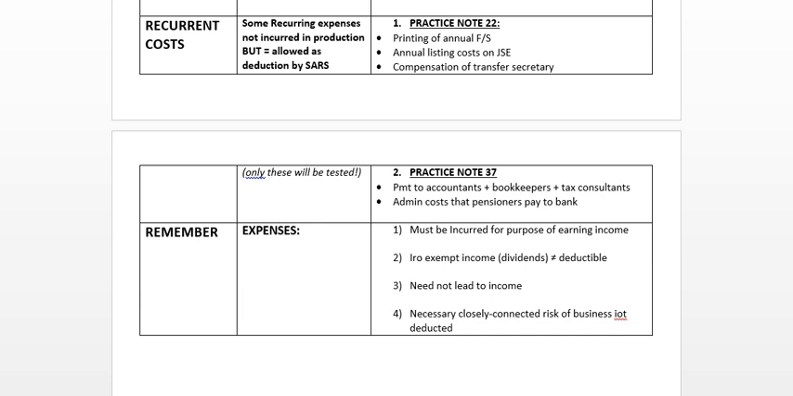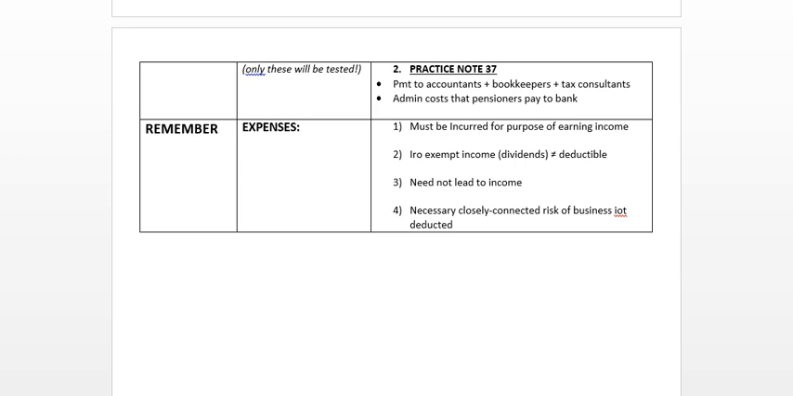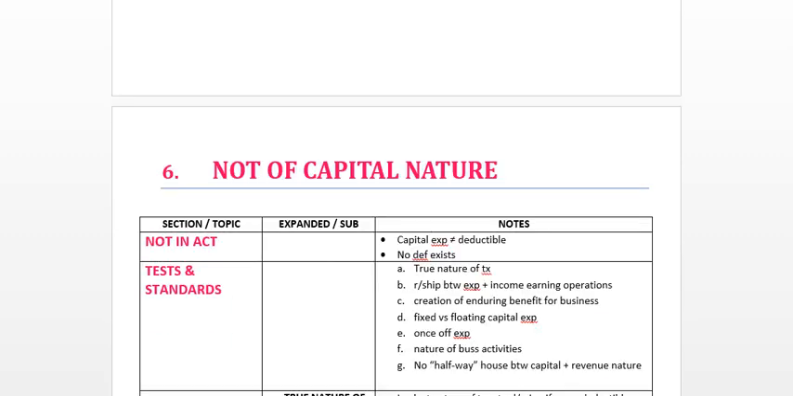So remember, with expenses, they must be incurred for the purpose of earning income. In relation to exempt income, such as dividends, it's not deductible. Expenditure need not lead to income, but must be closely connected to the risk of business to be an allowable deduction. So these are important things for you to remember and to always ask yourself.